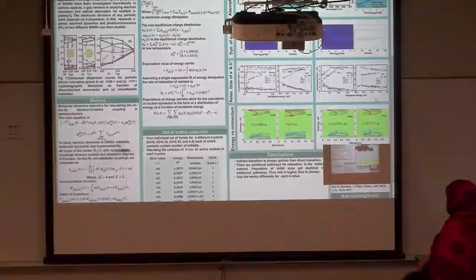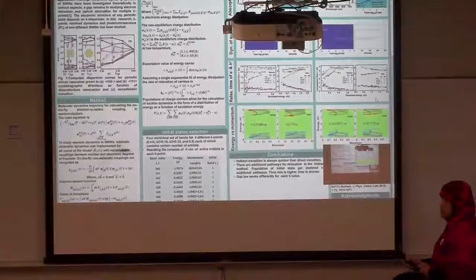So these figures just show how electron and hole travel from the excited state to the band edge. These are actually snapshots from a video clip. So this one is the initial state, and this is final. And this is for initial.